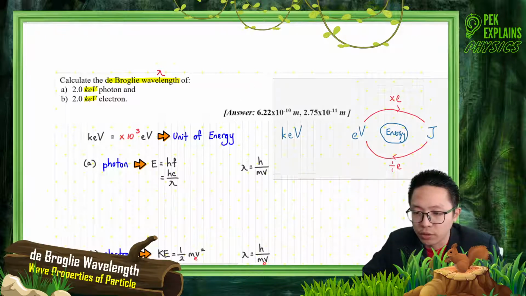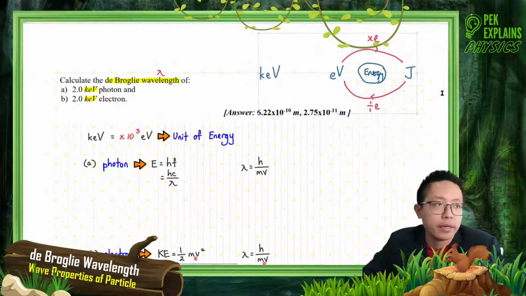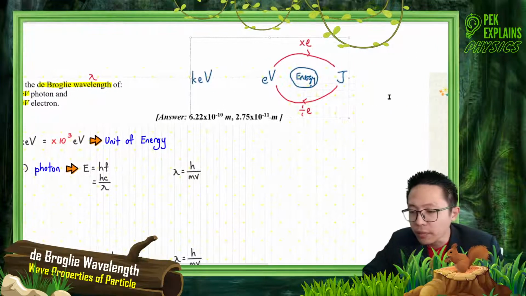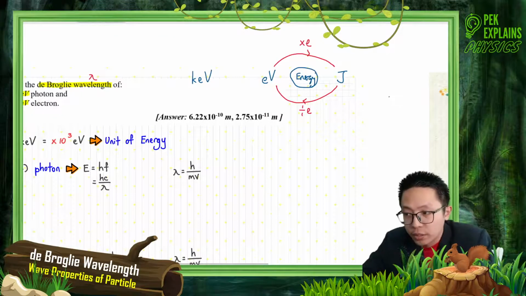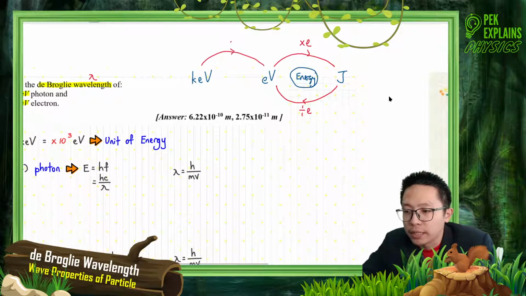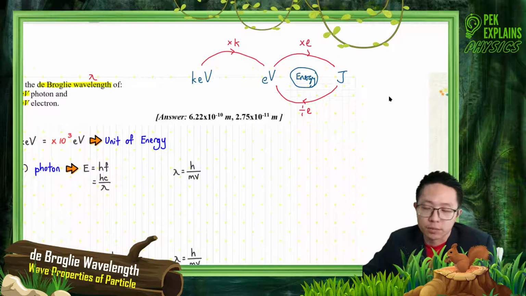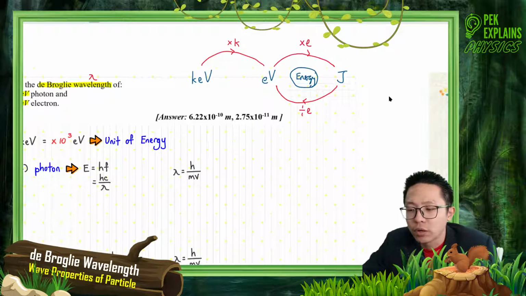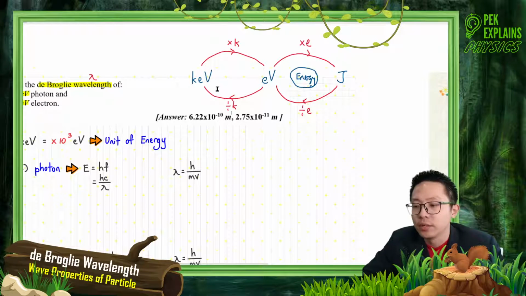Maybe I should put it on the top here. Okay, better. Now I want to remove the kilo. That means I don't want the kilo, so I multiply kilo. Kilo is exponent 3. If I want to convert from electron volt back to kilo electron volt, I divide by kilo. Understand? That's it. So if I want to convert from kilo electron volt to joule, I multiply kilo, multiply electron charge. Then I get the answer.